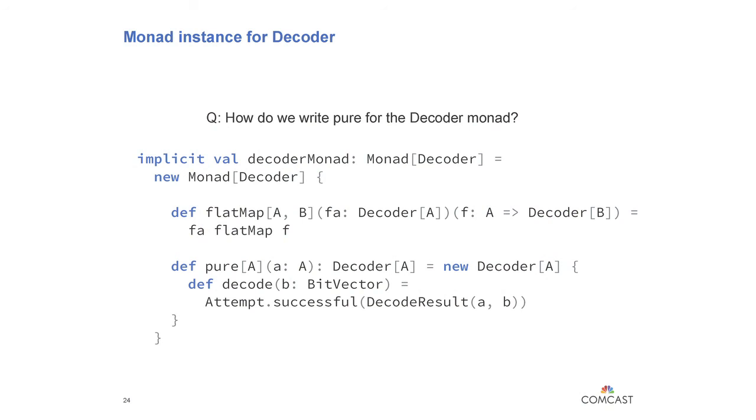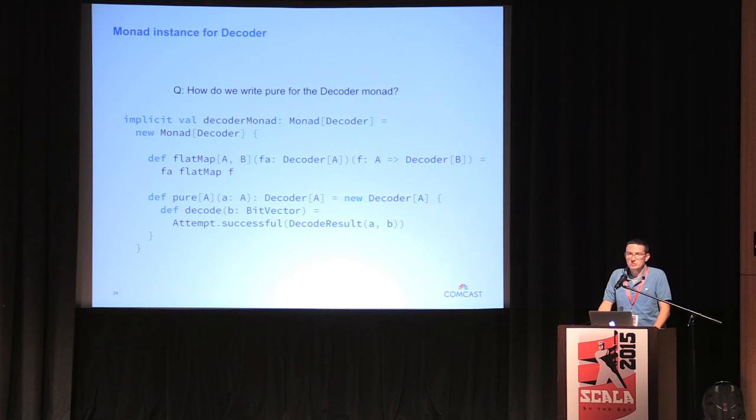So given this monad definition, how could we write a monad instance for our decoder type constructor? We've already implemented flat map, right? That's how we started. So we can, of course, just delegate to the flat map method on the decoder trait for that particular method. But the pure operation is kind of interesting. The pure operation, we're just given a value of type A, and we need to turn that into a decoder that decodes values of type A. So how can we do that?